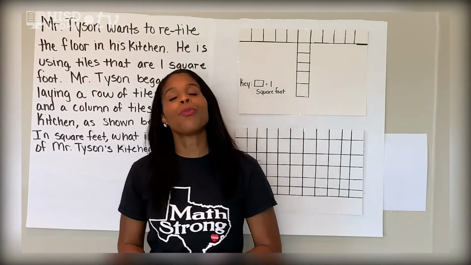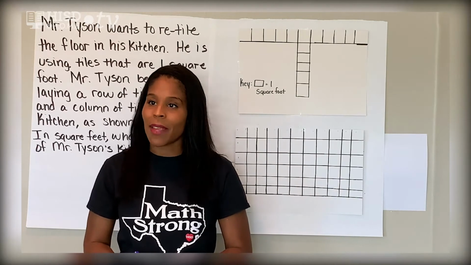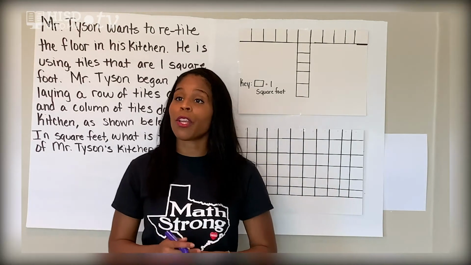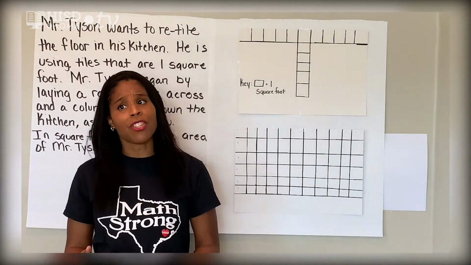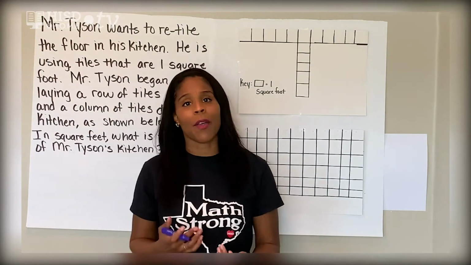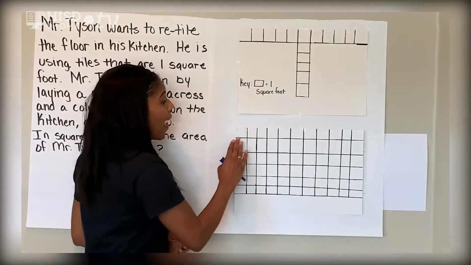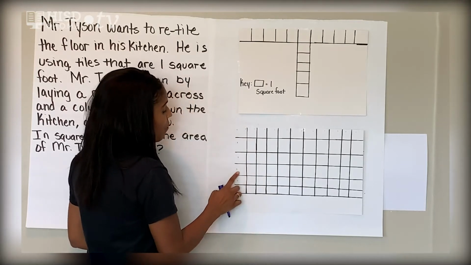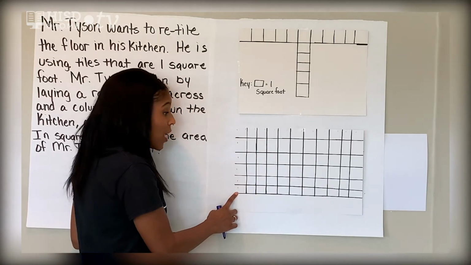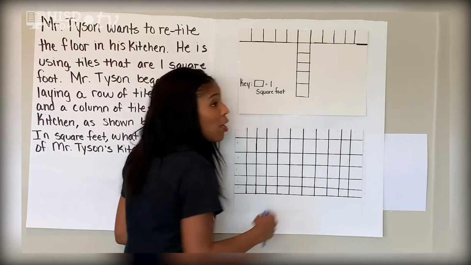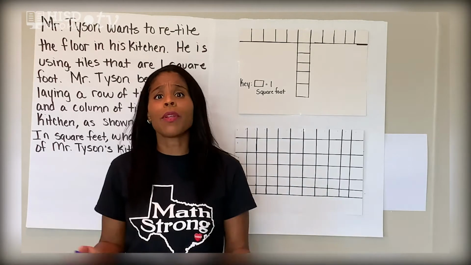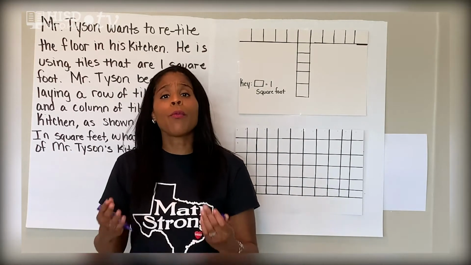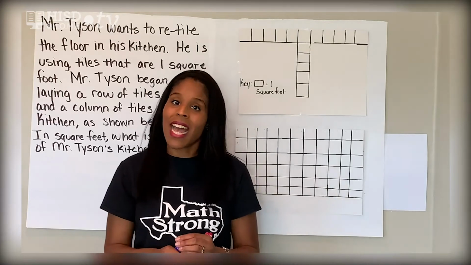So we're going to use our addition strategy today. And the addition strategy that we're going to use is our repeated addition strategy to find the area. Because we see that we have 6 rows down, and we have 11. So all we have to do is literally do repeated addition. We can repeat and add 11 6 times.